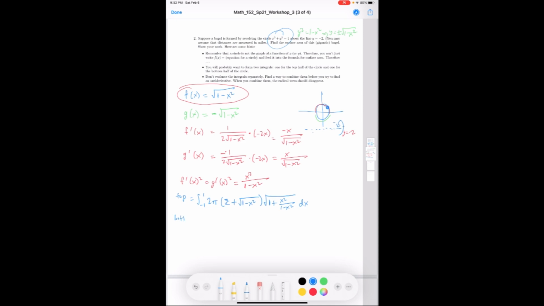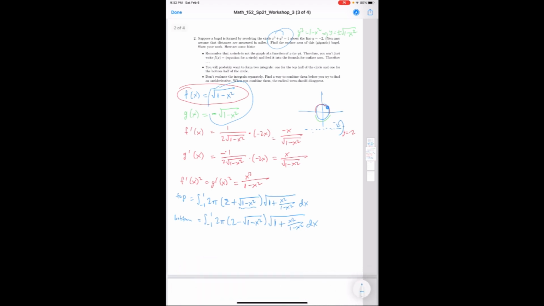And the bottom is going to equal the integral from negative 1 to 1 of 2 pi. If this was the top curve, the bottom curve is going to be the negative of that. How do we know? We go back up here and see that they're just mirror images of each other, so that's going to be 2 minus the square root of 1 minus x squared, times the square root of 1 plus x squared over 1 minus x squared dx. So this is the top surface area, and this is the bottom surface area.